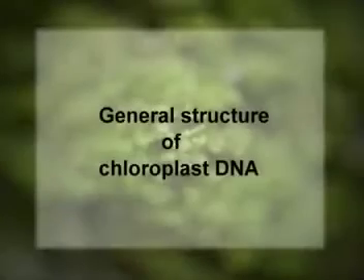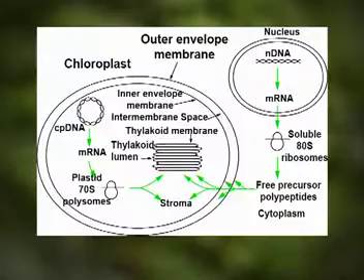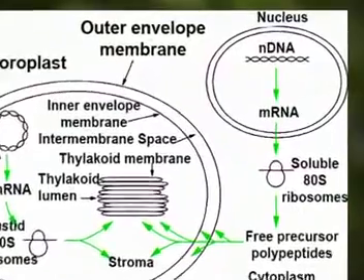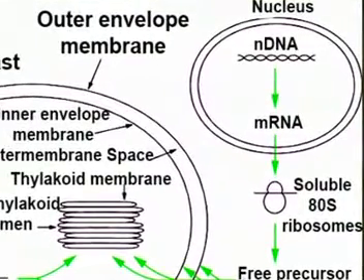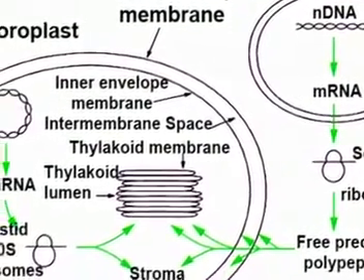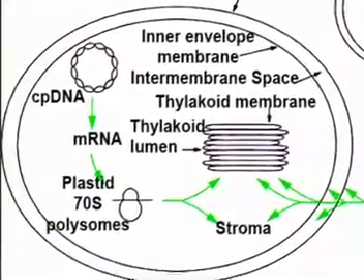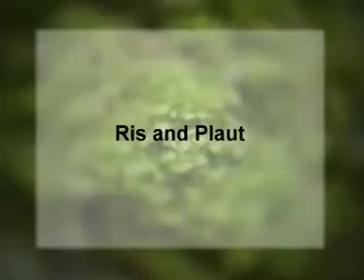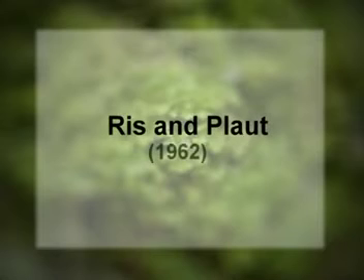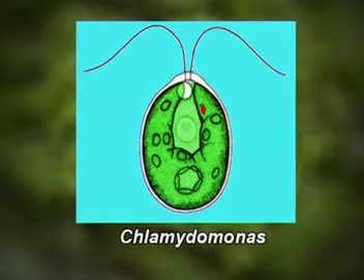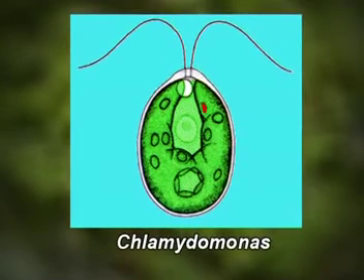The general structure of chloroplast DNA. The chloroplasts are semi-autonomous organelles possessing their own genetic material. The chloroplast genome, or plastome. First of all, Ris and Plaut in 1962 reported DNA molecules in the chloroplast of the Chlamydomonas. Later on, DNA molecules were reported from the chloroplasts of other algae and higher plants.